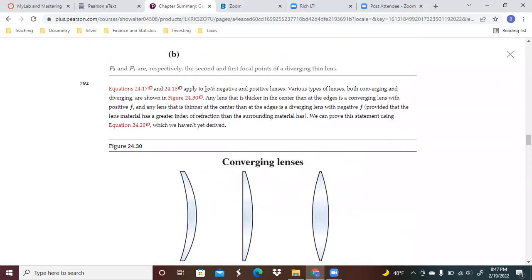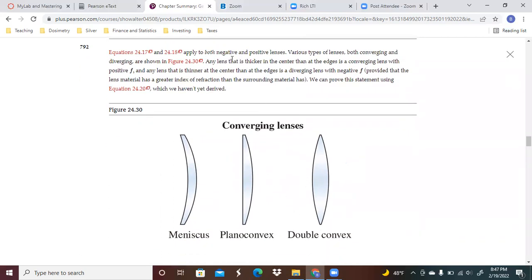So you can see that these two equations apply to both negative and positive lenses. Various types of lenses, both converging and diverging, are listed here. Any lens that is thicker in the center than at the edges is a converging lens with positive F, and any lens that is thinner at the center than at the edges is a diverging lens.